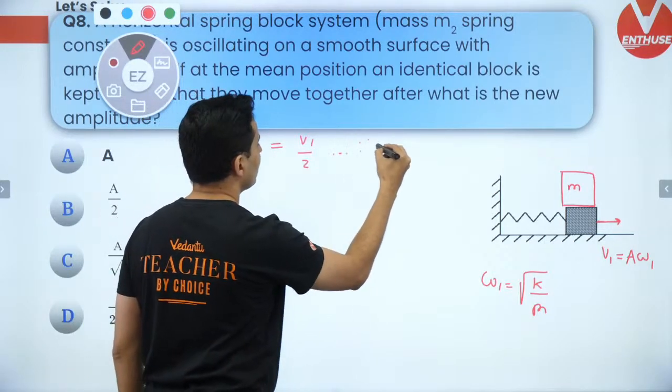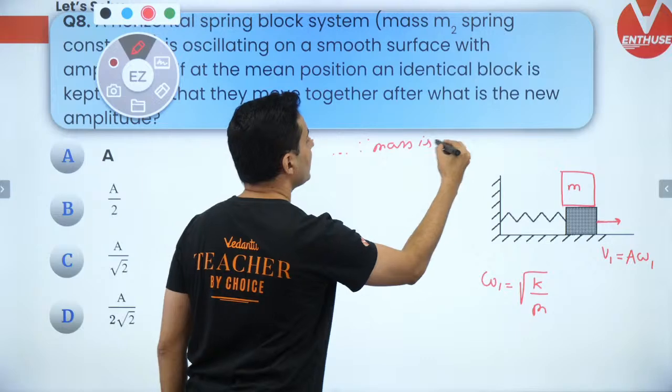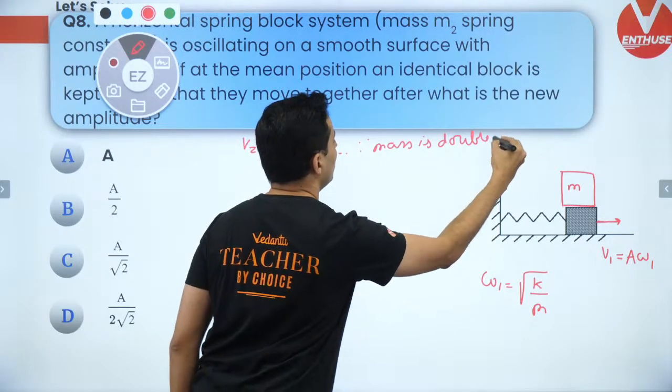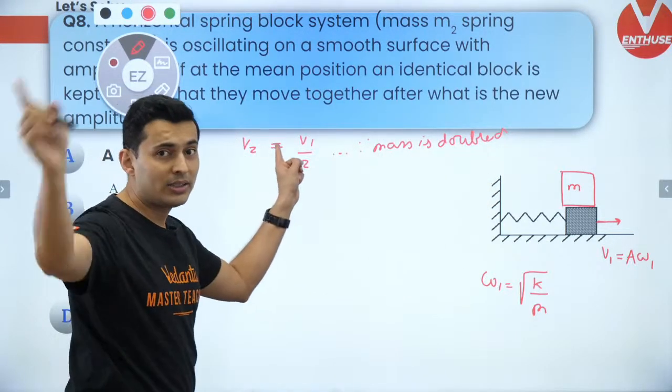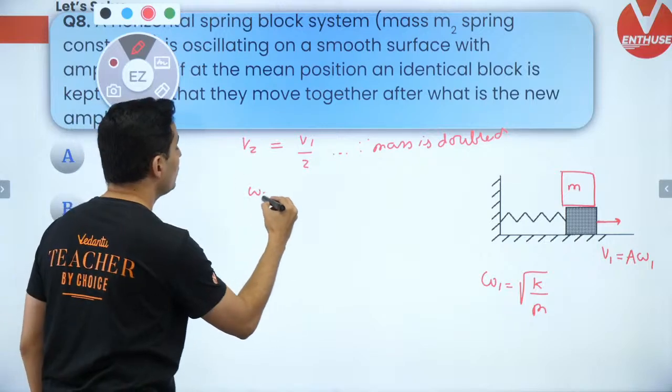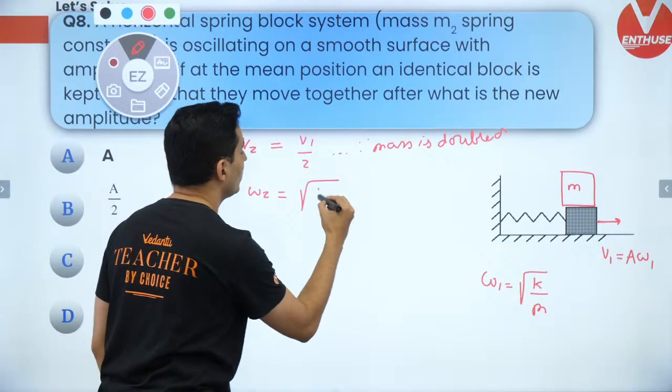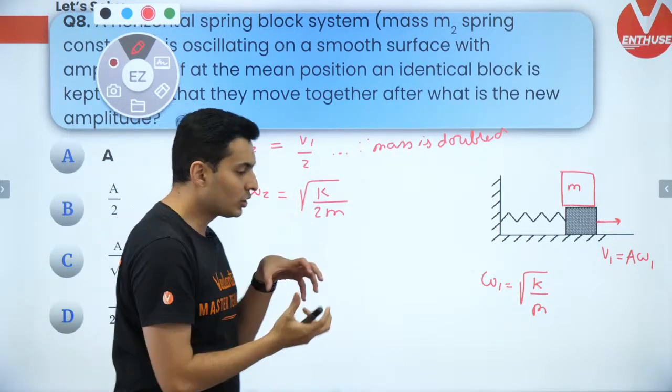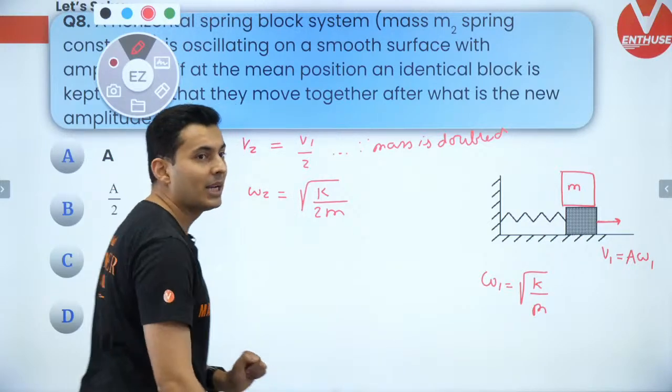So V1 by 2, since mass is doubled, to conserve the momentum, velocity will become half. Even the new omega will be different. It will be root of k by 2m, because two masses are moving. So you need to keep this in mind.